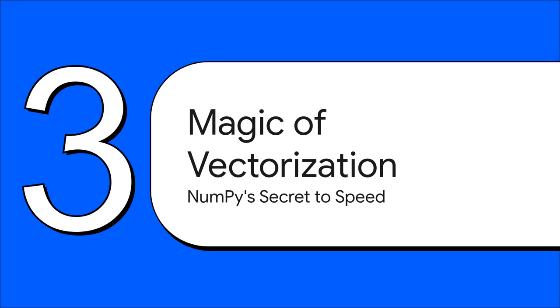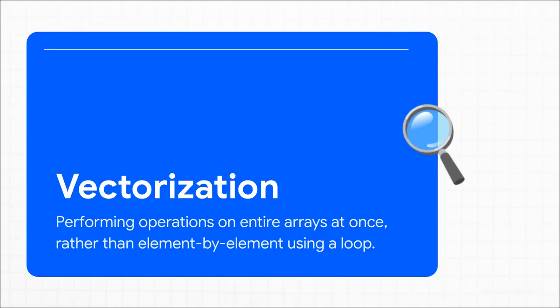Okay, so at this point, this probably all seems a bit like magic, right? How is it so fast? How does it do all this without us writing a loop? Well, we're about to pull back the curtain and look at the core concept that makes this whole thing possible. The secret is a concept called vectorization. Now I know it sounds like a fancy word, but it's really a simple idea. Instead of dealing with numbers one by one in a loop, you perform the operation on the entire array, the entire vector, all at once.